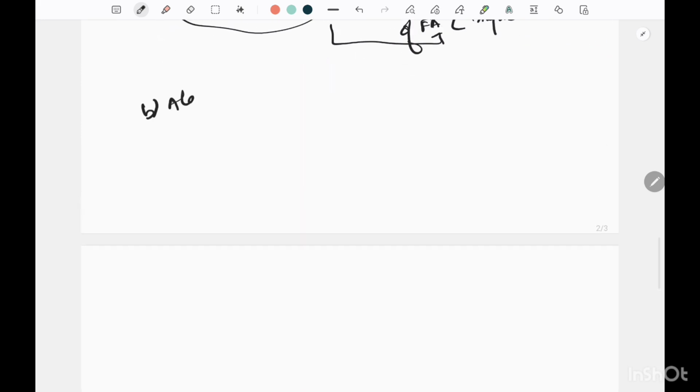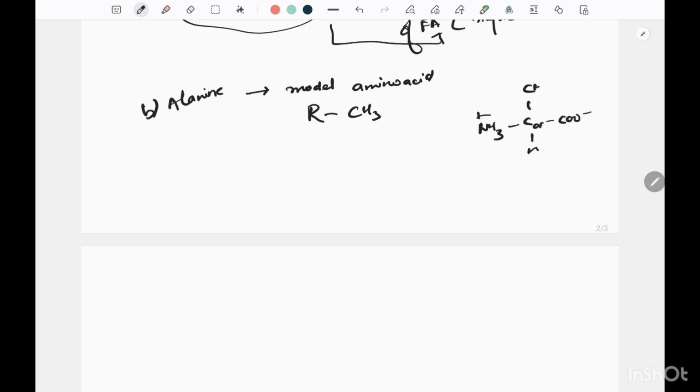The second is alanine. It is called the model amino acid. The R group here is CH3. So the NH3 positive, C alpha, COO negative, H, and the R group here is CH3. Third is valine. And all of these are used in the hydrophobic part.